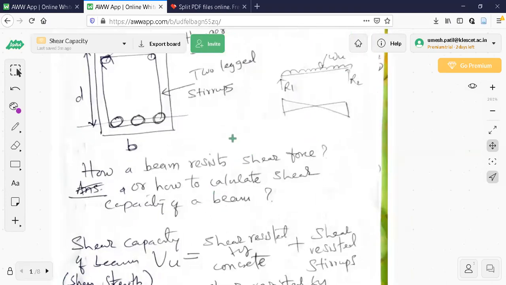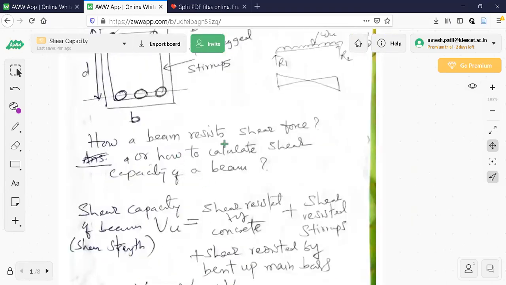Now the question is, how does a beam resist shear force?